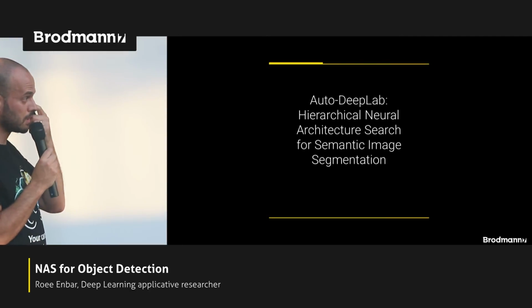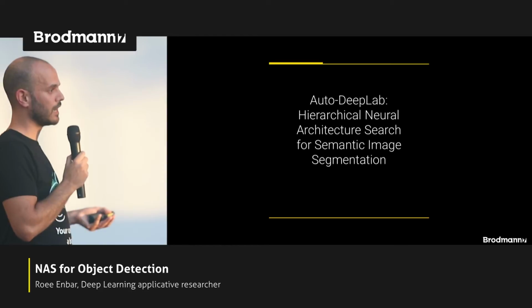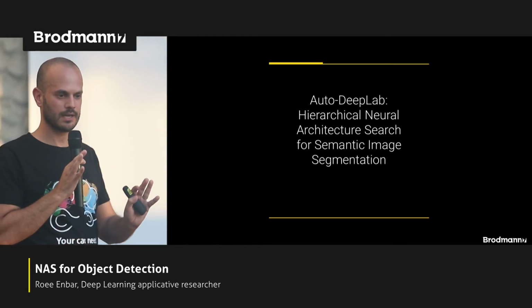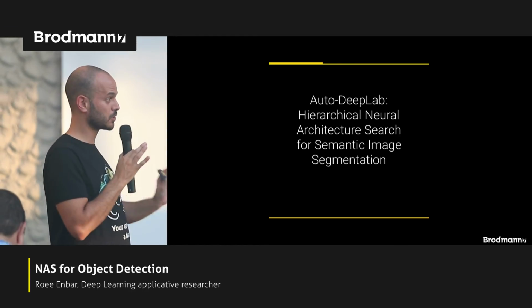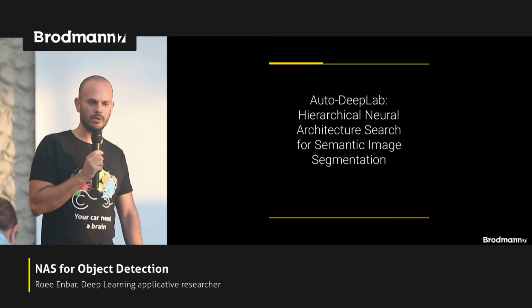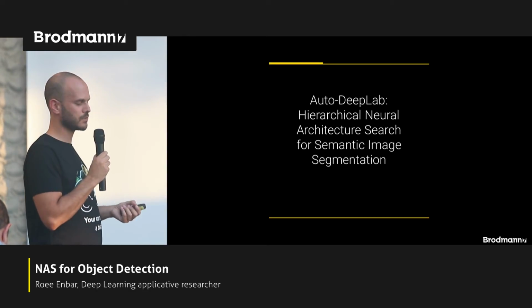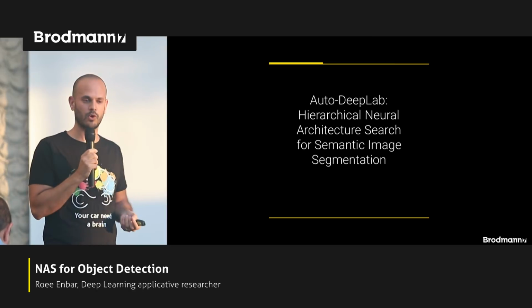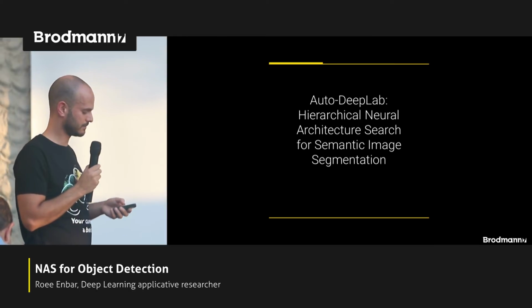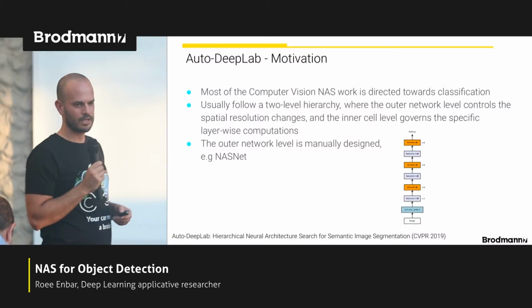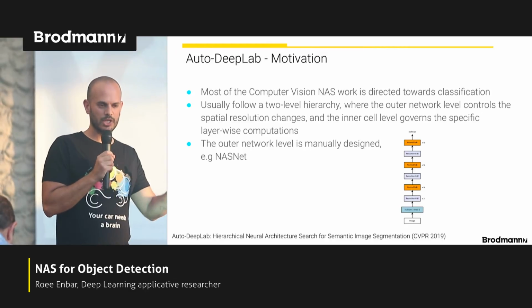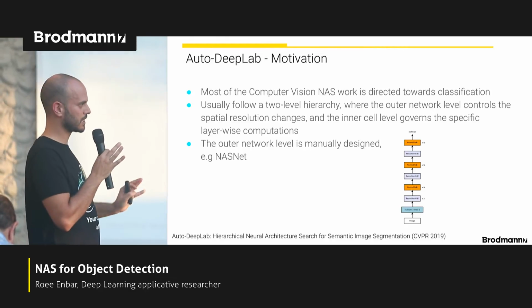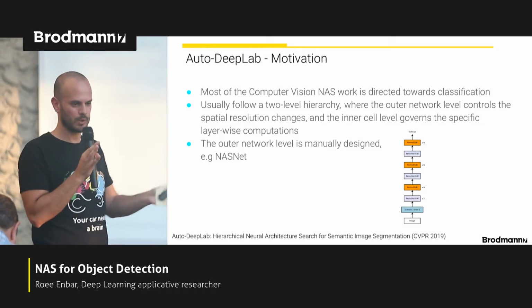OK, so these were 2 examples about object detection, 2 different ways to tackle this search space. Now let's talk a bit about one really interesting example of doing NAS for semantic image segmentation. So the motivation is everybody is working on classification. Classification is nice. We want to do something else.